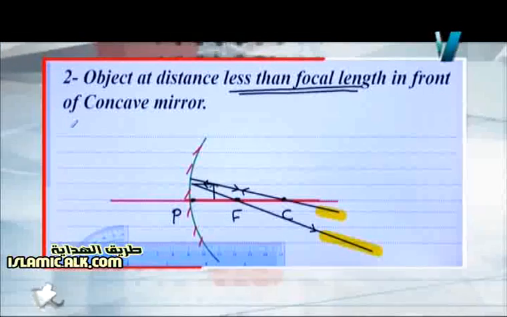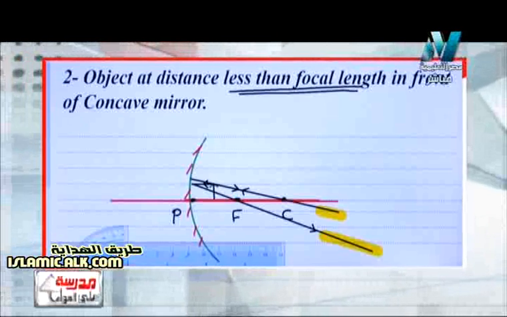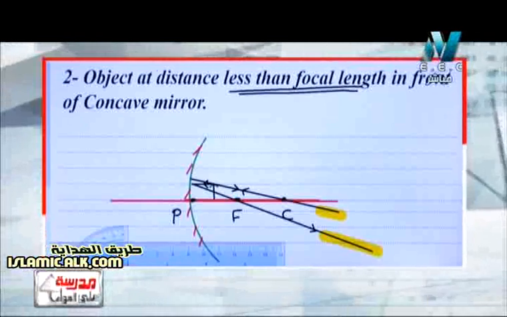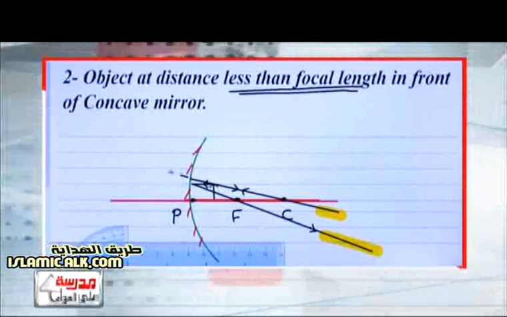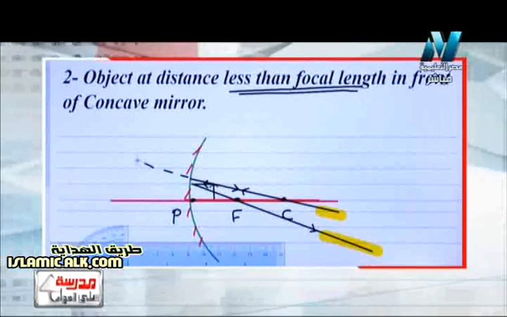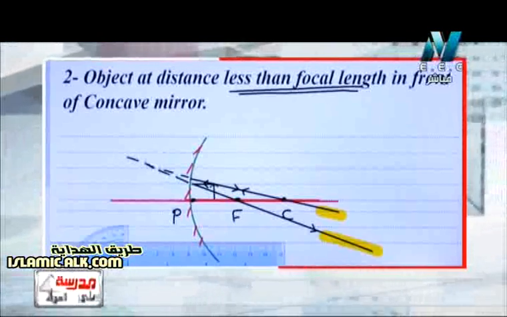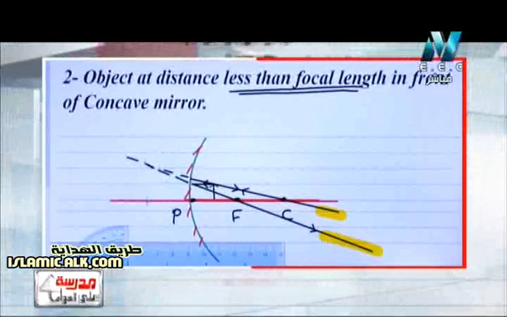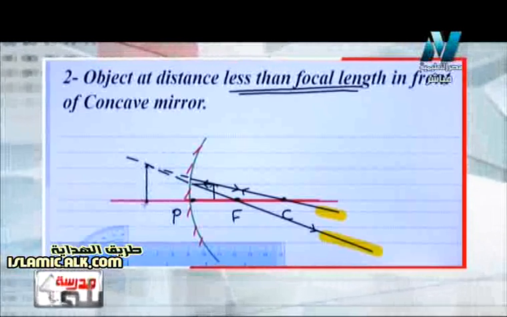So we will use the ruler to draw the extension of the reflected rays in this direction. By the ruler, extension in this direction, and here we have another extension in this direction. So we have the intersection of the extensions of the reflected light rays.